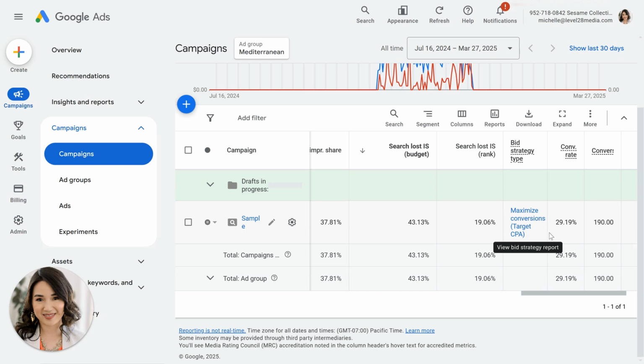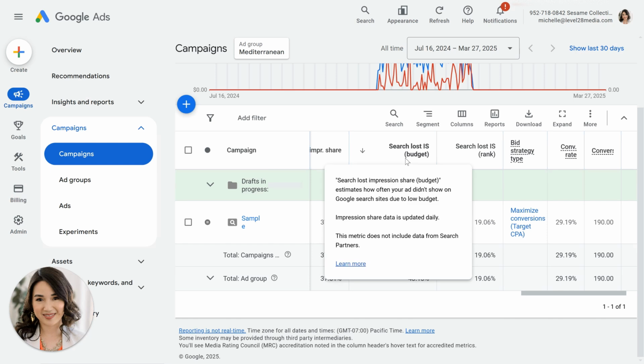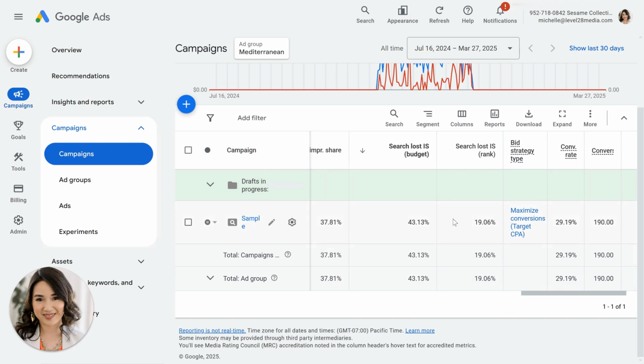So if you potentially open up your cost per acquisition goal, then Google will have more freedom to bid higher. And also by loosening up your bid limits, if you have any, you will allow Google to bid higher, and therefore you should be able to capture more impression share. So in summary, for lost impression share due to rank and lost impression share due to budget, the higher the number, that's not necessarily a good thing.